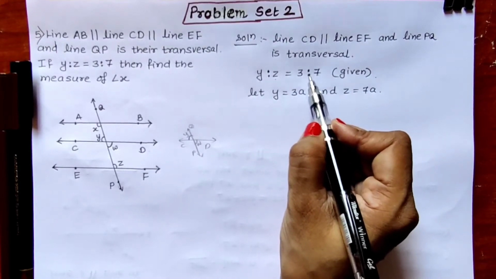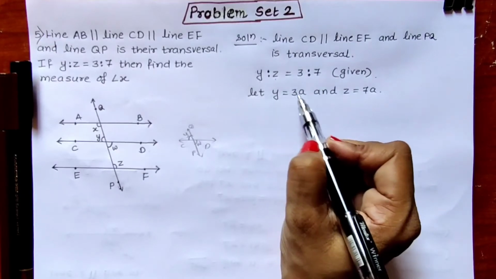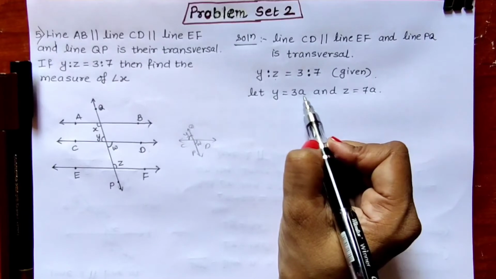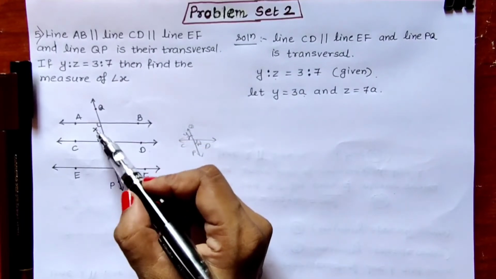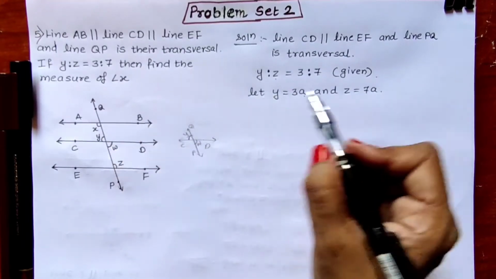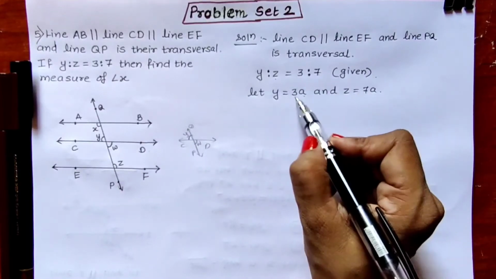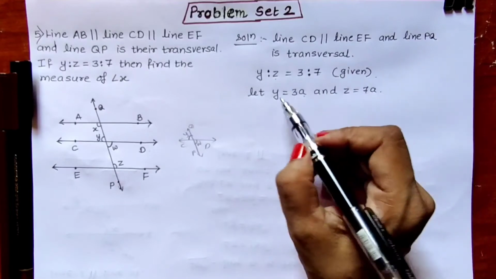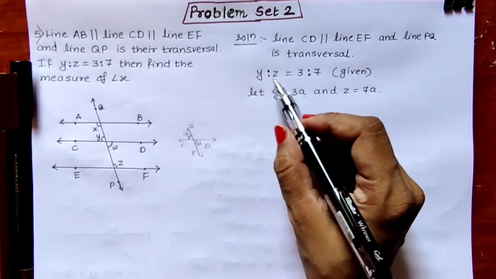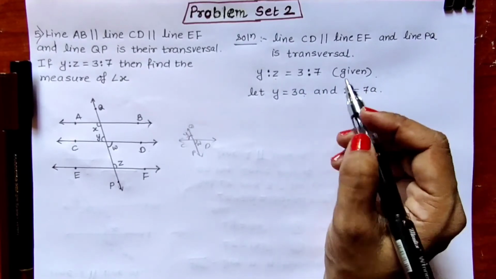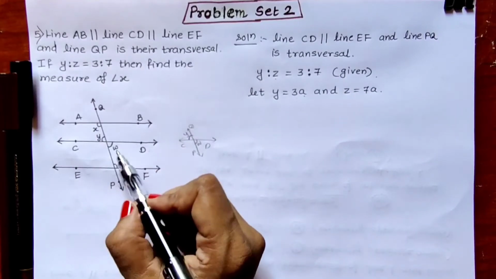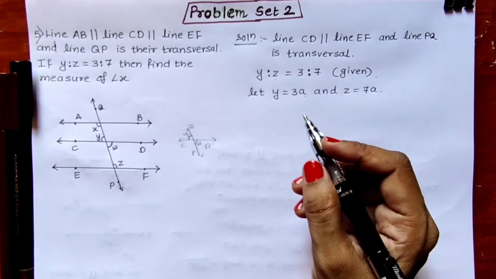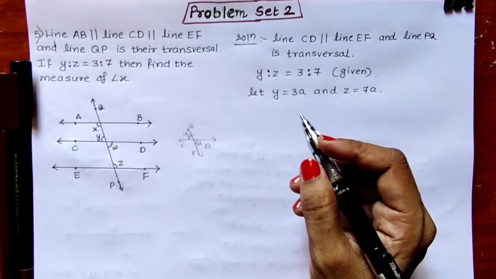As it is in the form of a ratio, the values we will have to take in this form, 3 with a certain variable. As X and Y are given in the question only, we should not take X and Y. You can take any other variable, like A, B, M, N. So Y should be equal to 3A and Z should be equal to 7A. Now as I have shown you, Y and W are vertically opposite angles, so we will be using this property of vertically opposite angles now.